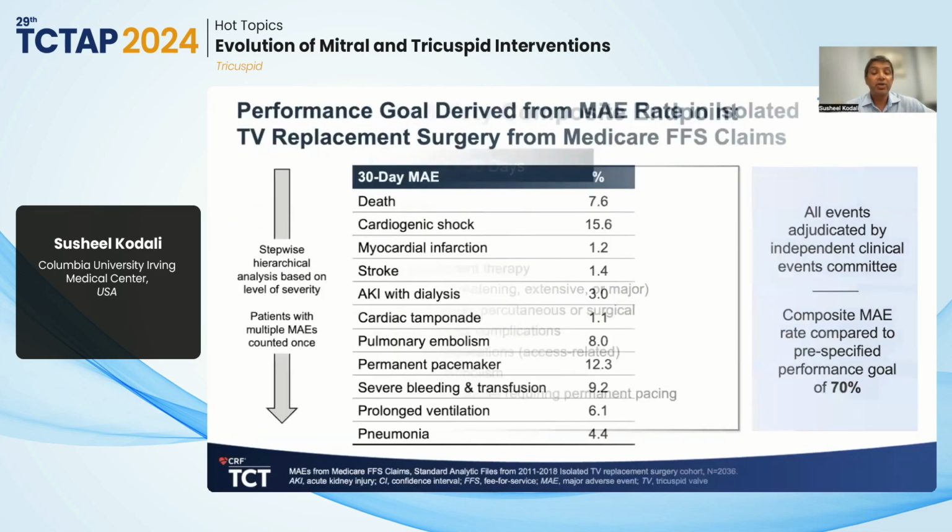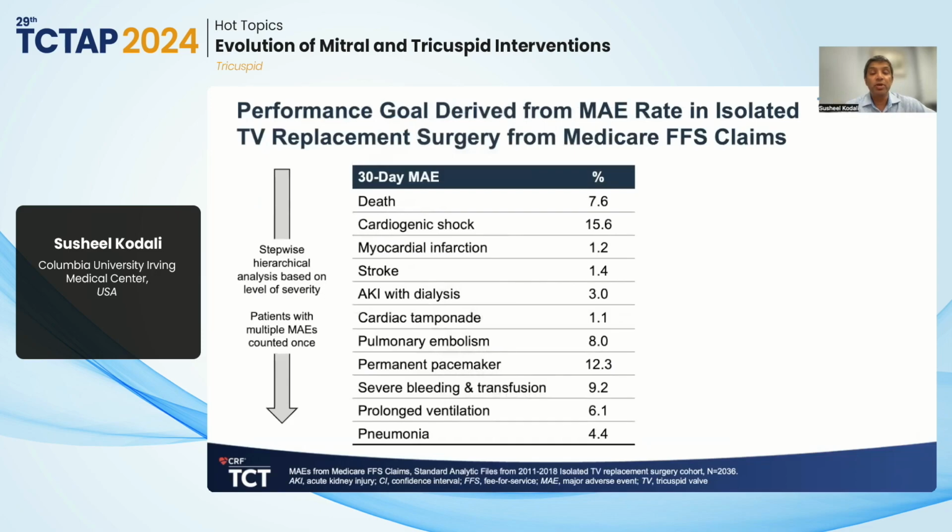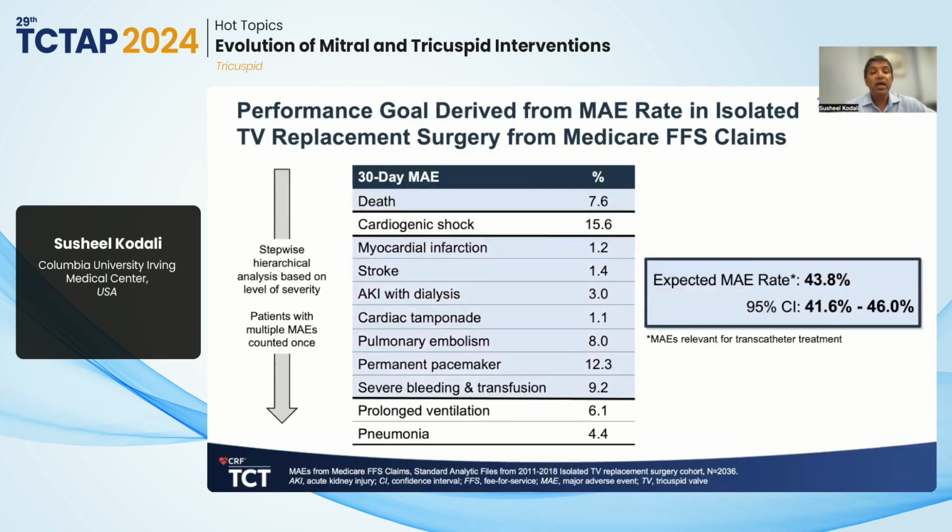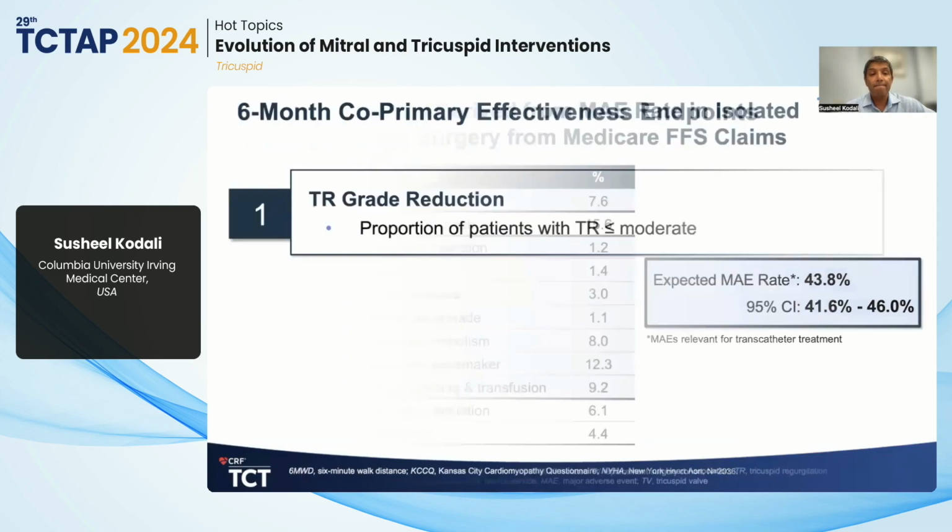As there was no predicate trial, the pre-specified performance goal was derived from an MAE rate following isolated tricuspid valve surgery. This was from a Medicare fee-for-service claims database, and you look at the individual components. After eliminating the ones that were primarily related to surgery alone, the expected MAE rate was felt to be 43.8%.